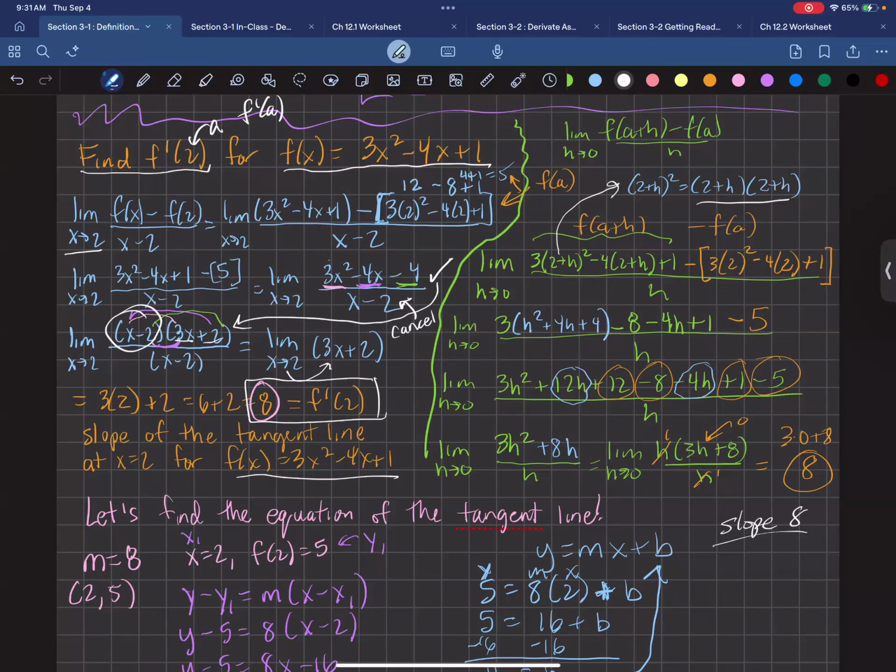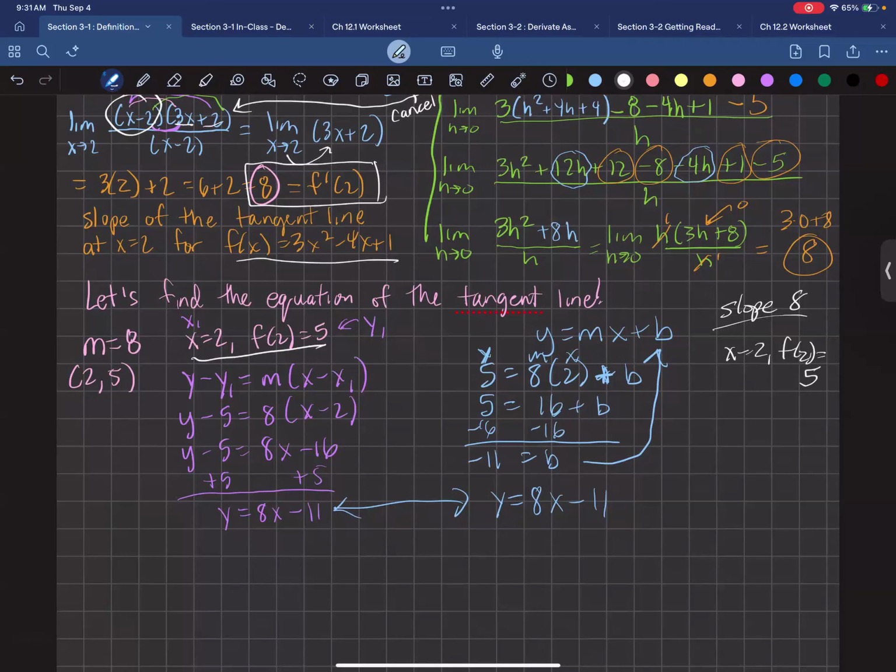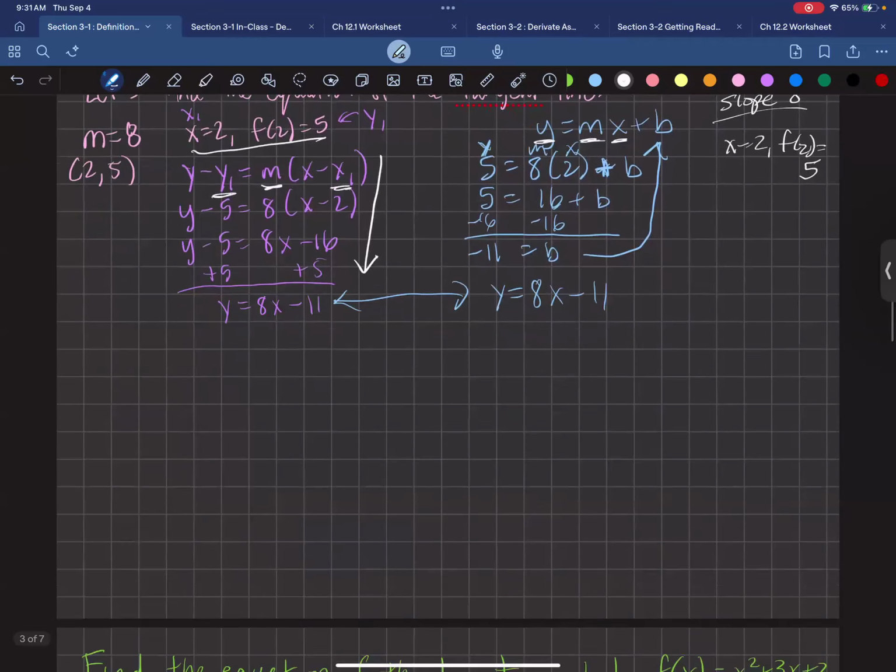And we saw when we plug in x equals 2, f of 2 equals, up here, we got it written here, f of a is 5. f of 2 is 5. So that's what I've got written right there. And so we're going to use y minus y1 equals m times x minus x1. This is the easier route to do. You're plugging in m, x1, and y1. The other route is using y equals mx plus b. You're plugging in y, m, and x, and you're solving for b. But when you do, you can get the equation of the tangent line is y equals 8x minus 11. Okay?